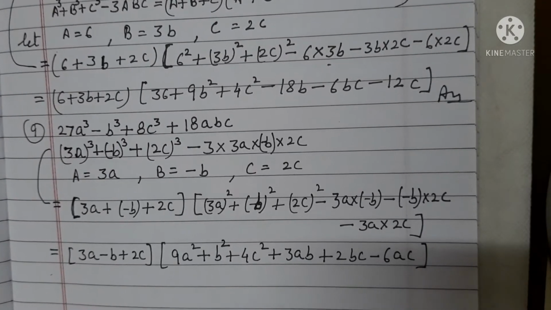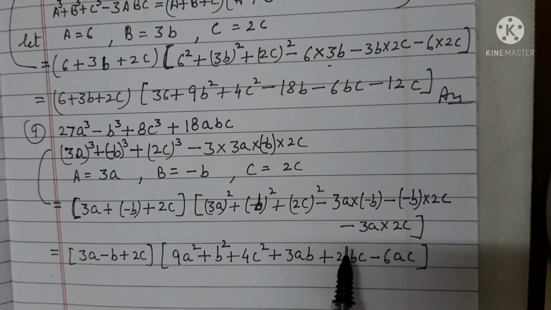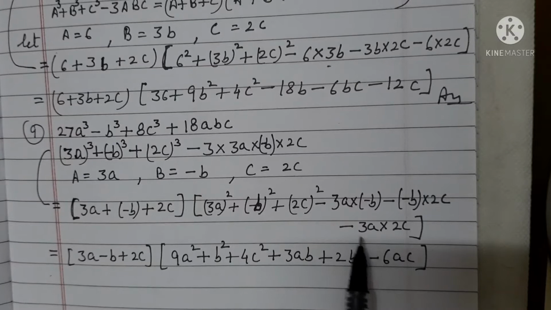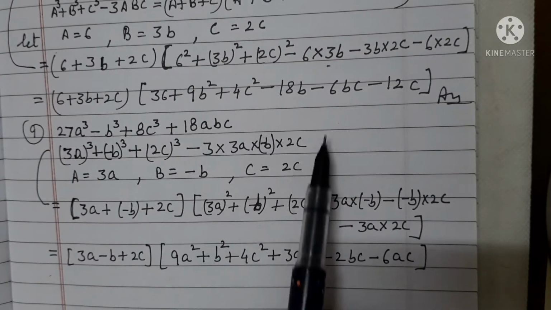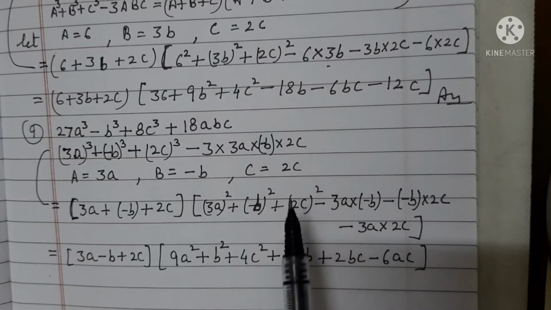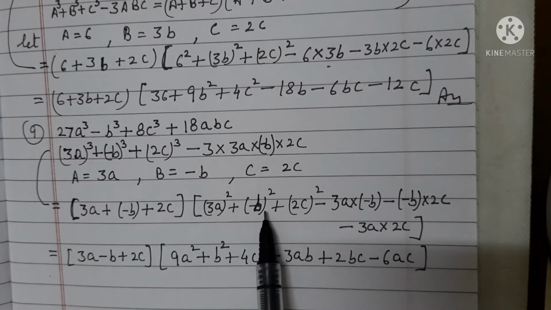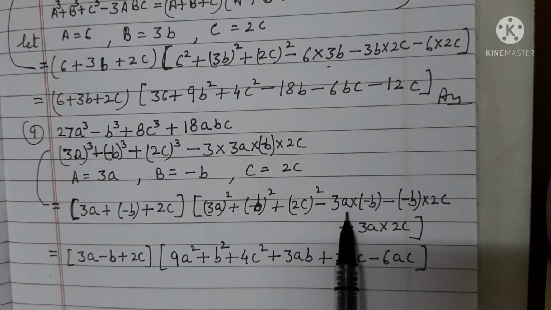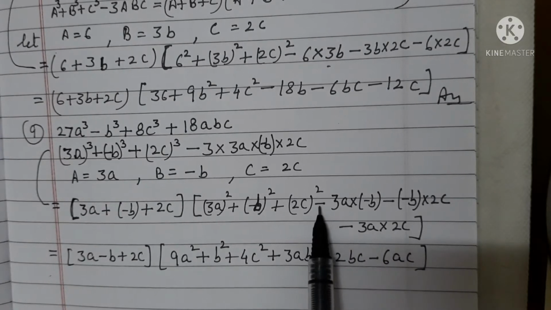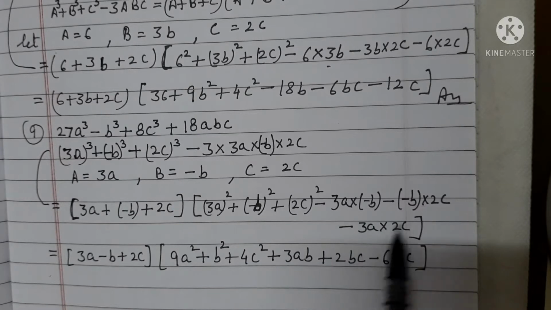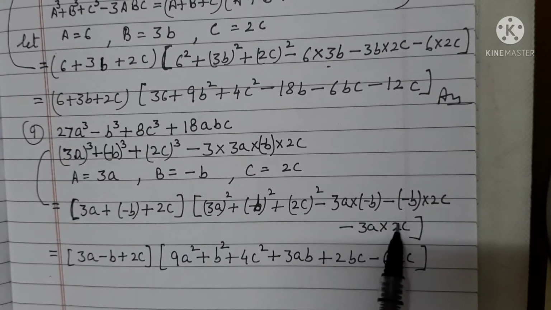So students, it was not captured, so I am explaining once again. Here we are using the identity of a square plus b square plus c square minus ab minus bc minus ac. We are substituting the values of a, b, c, and this is our answer.